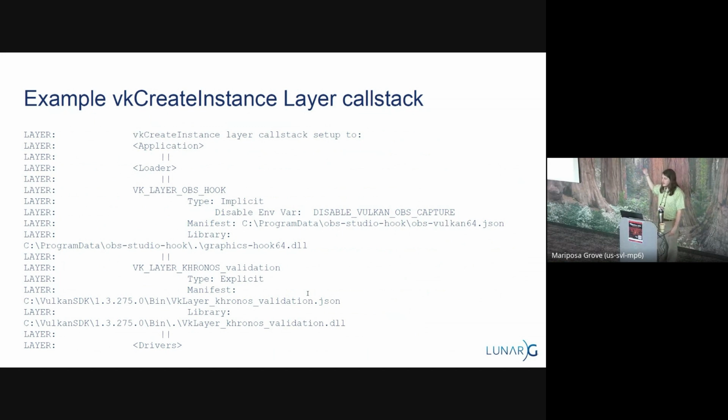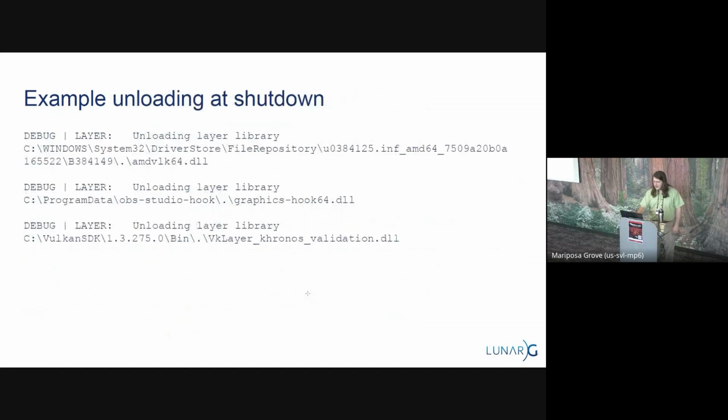So here I have OBS and the validation layer in that order. We start with the application, we hit the loader. So any function that goes down the call chain will first go through OBS and then through validation if those layers intercept that function. Then it hits the drivers and it will return back up the chain. It lists helpfully the name of it, the type of the layer, the library file it comes from, in case you need to debug further. Finally, during shutdown, we unload the libraries and the loader logs that as well, just showing you what it's doing.